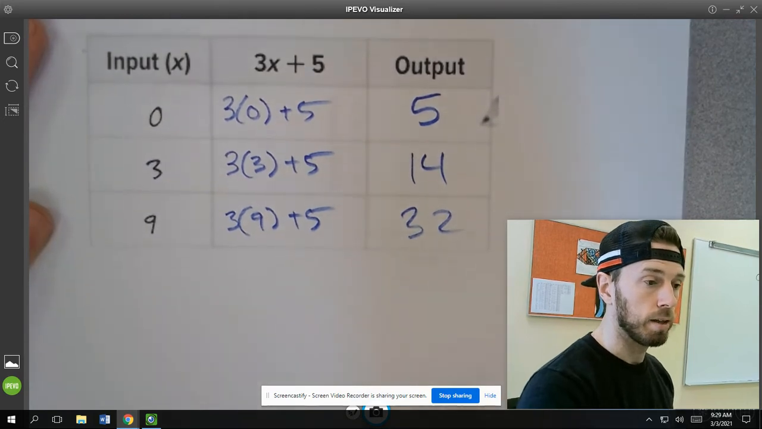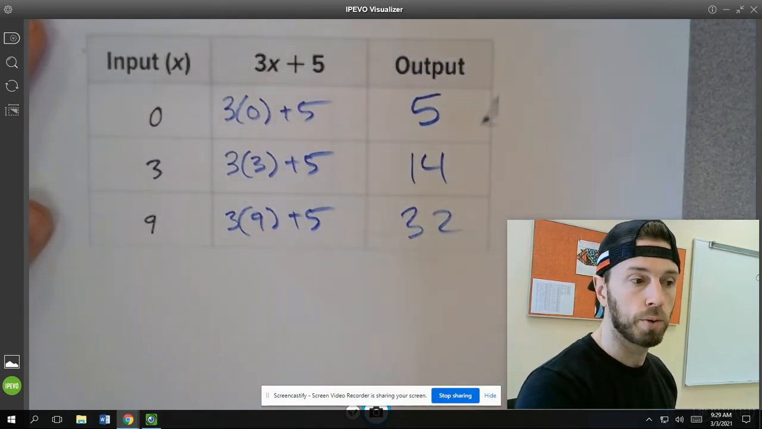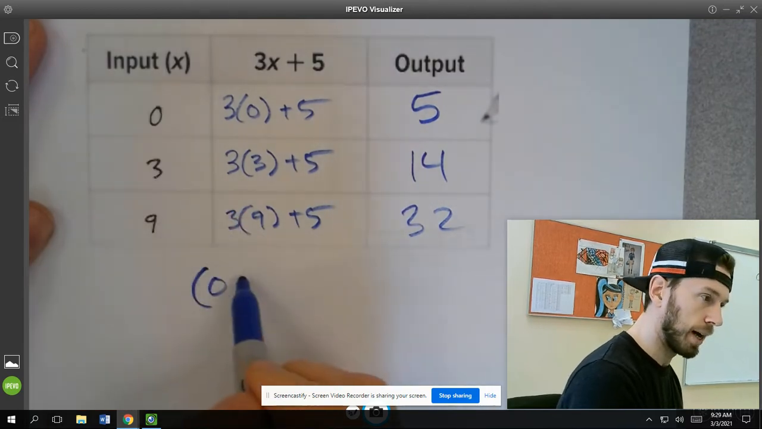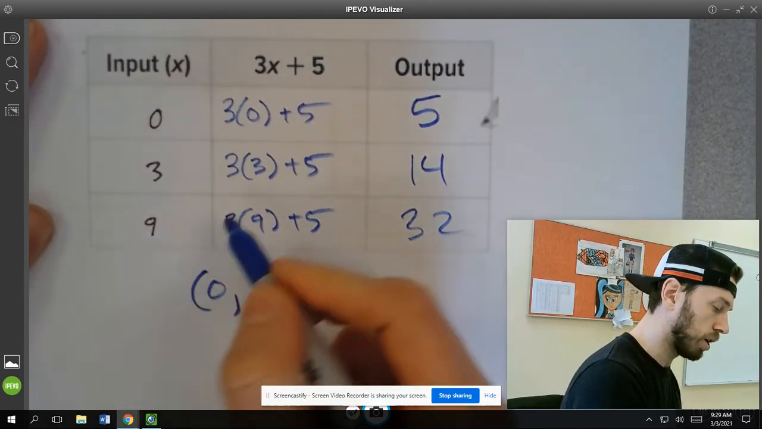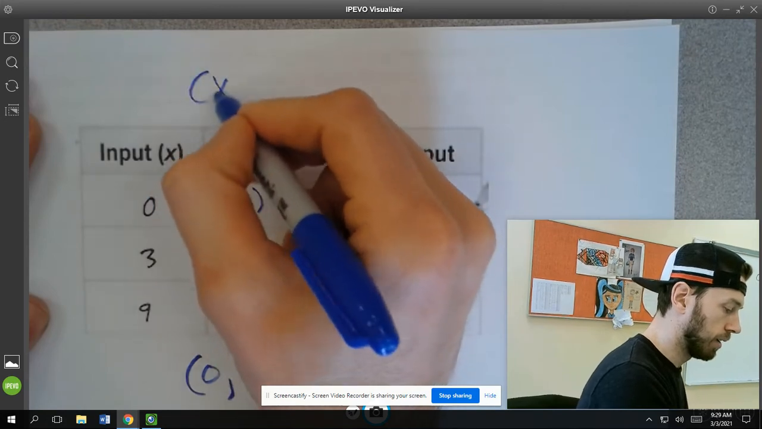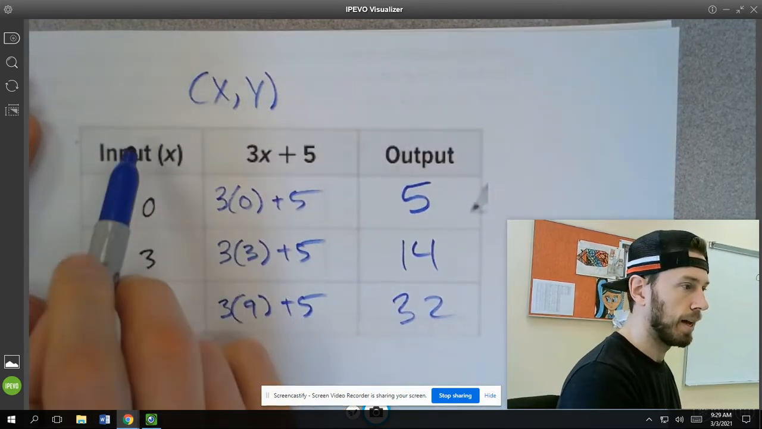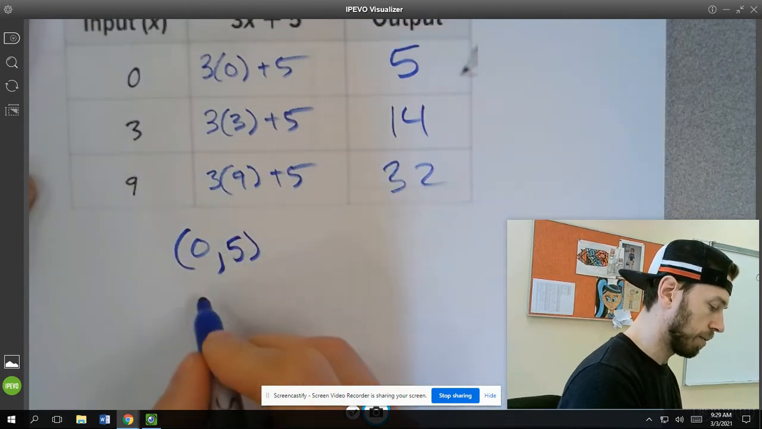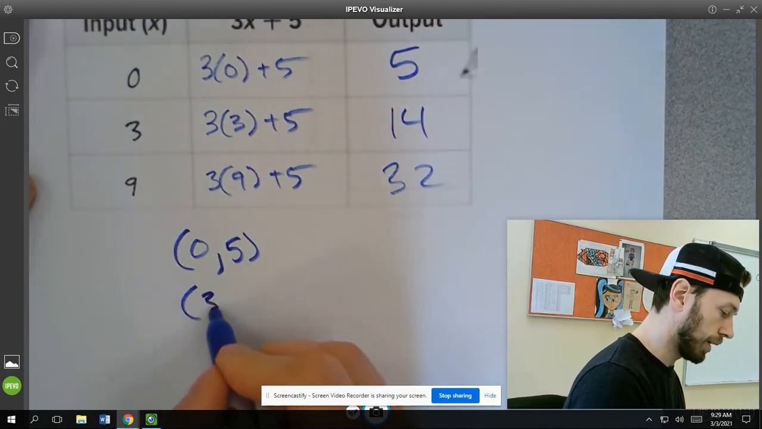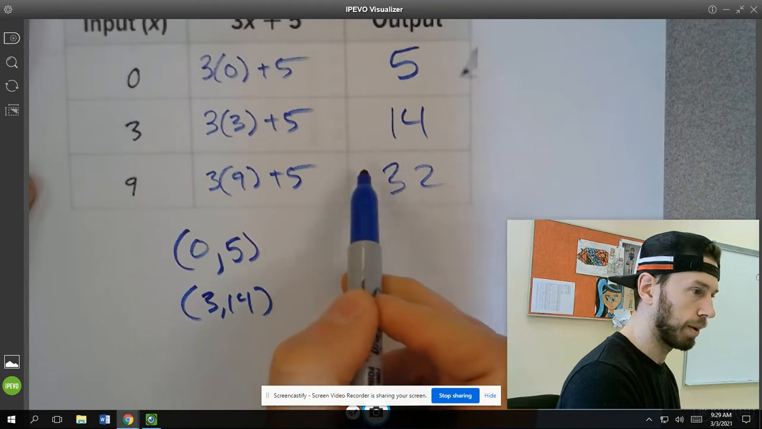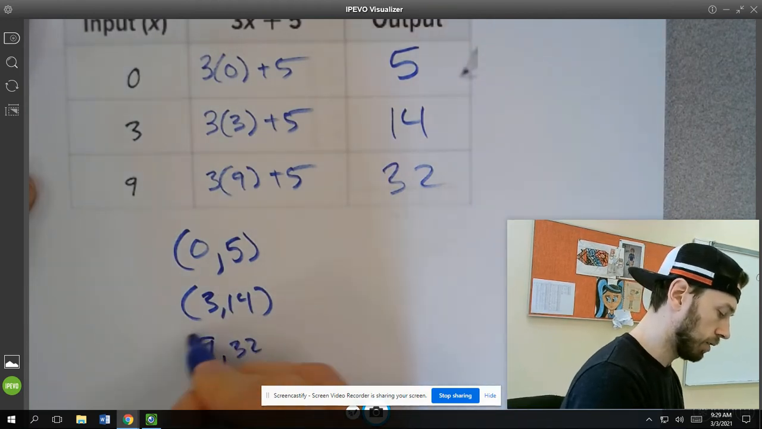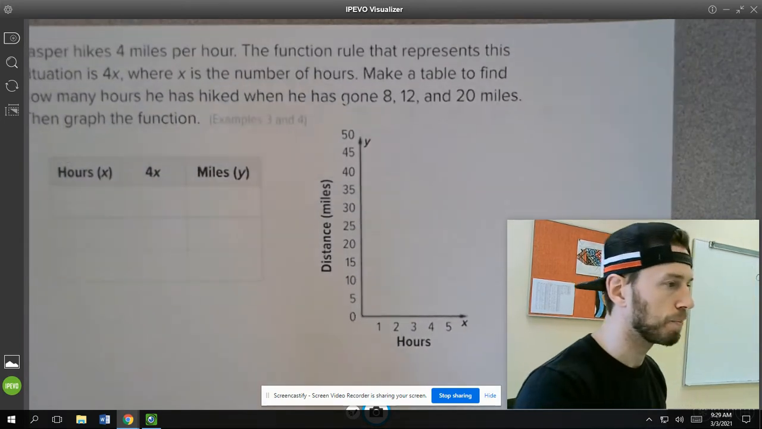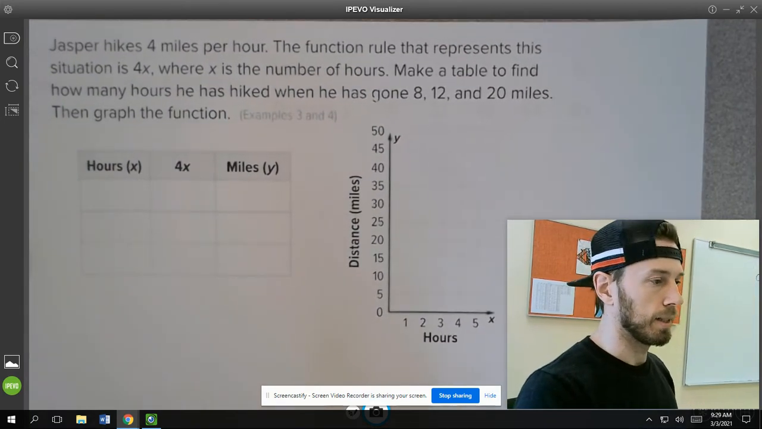So we can actually create coordinate points, right? We create ordered pairs. Like we could say this point is 0 for x value, because that's how ordered pairs go, right? Remember, ordered pairs are like x, y. And if this is x and y, then we can make this ordered pair 0, 5. And we can make the next ordered pair 3, 14. We can make the next ordered pair 9, 32. And we can create a graph out of this. It might look something like this.